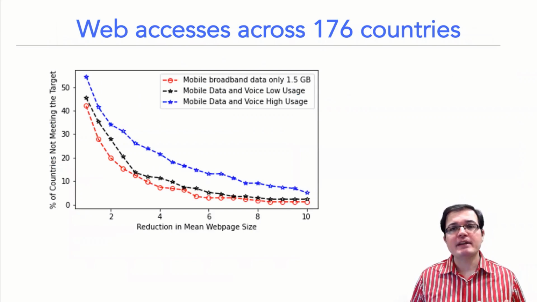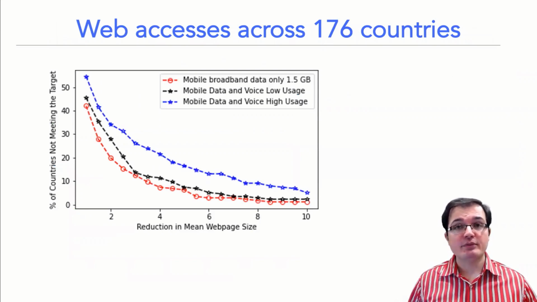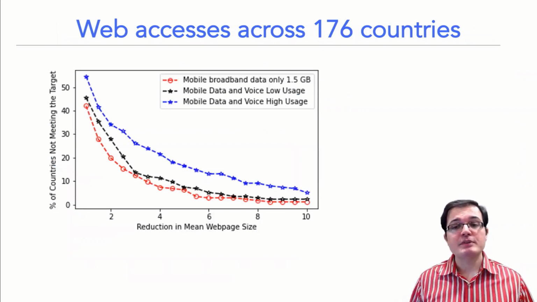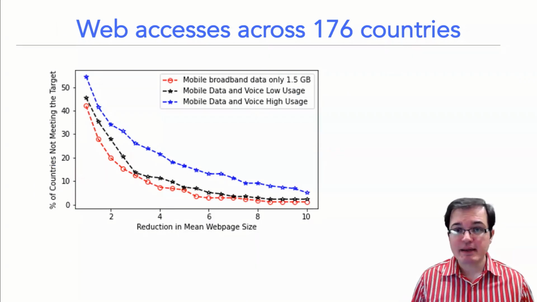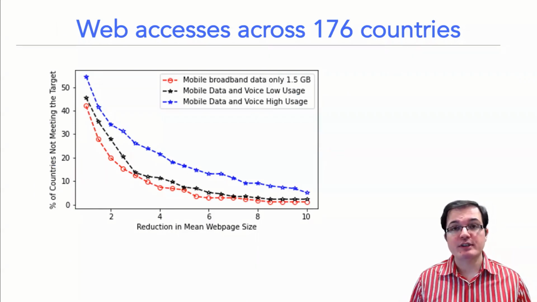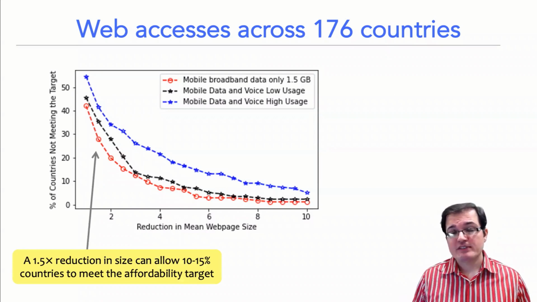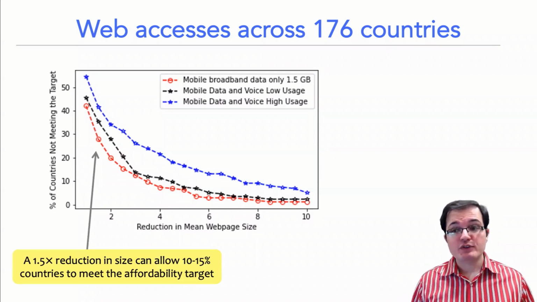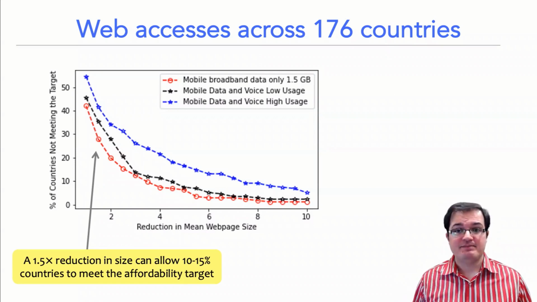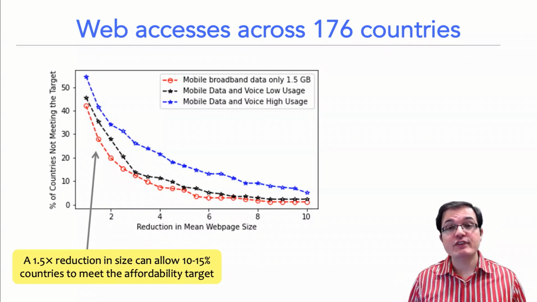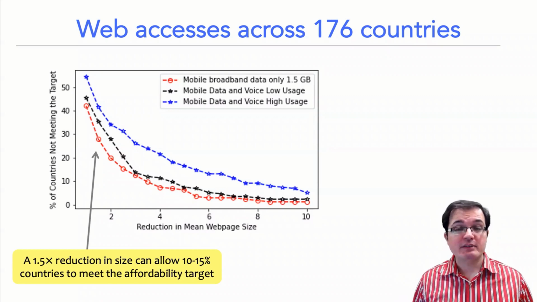To quantify the benefit of reducing web complexity in meeting the affordability target, we plot the percentage of countries not meeting the web accesses target as a function of the reduction in mean web page size using data from 176 countries. We find that reducing the average page size by 1.5x allows 10 to 15% of the countries to meet the target accesses. These insights can serve as useful guides for modulating the website complexity.